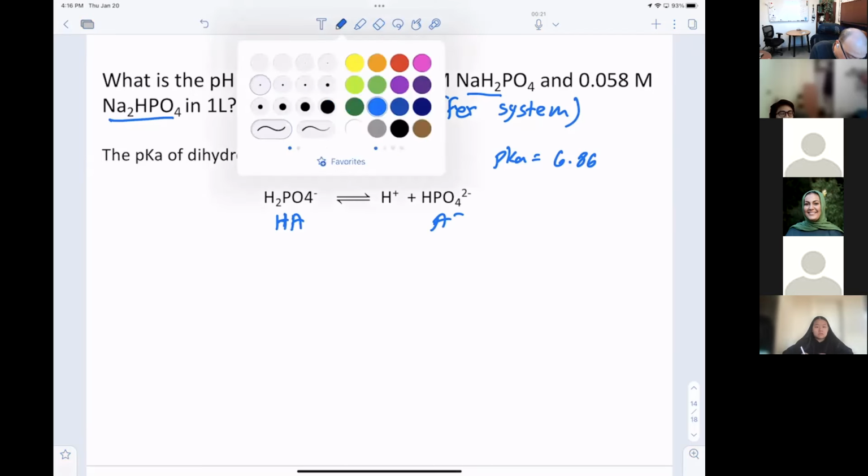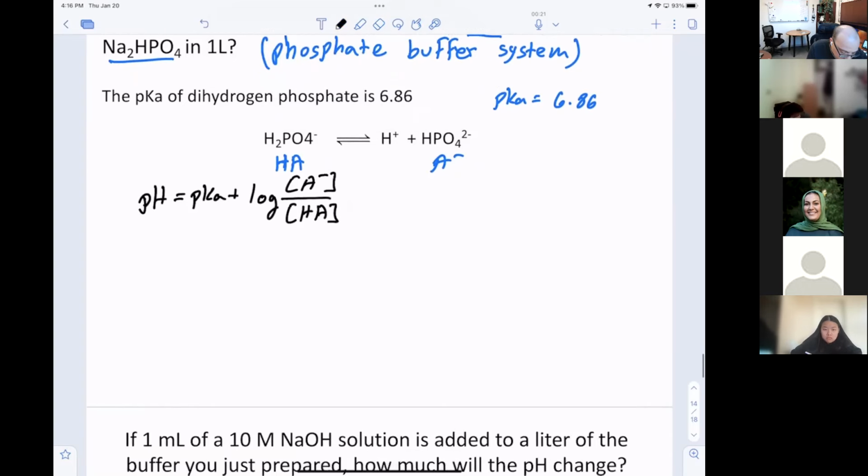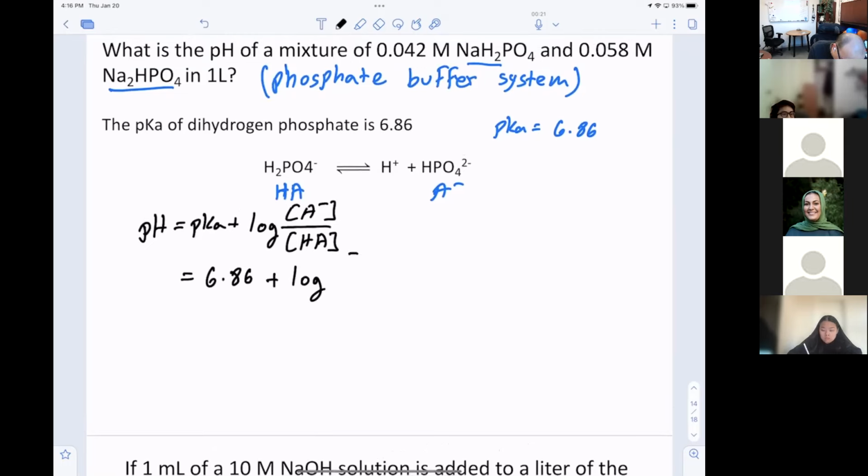The very first thing that we want to do is write the Henderson-Hasselbalch. So pH equals pKa plus log of the conjugate base over the acid. Right, so in this case, we know that the pKa is 6.86 plus log of the concentration that is given to us in this mixture, which is going to be 0.058 molar over 0.042.